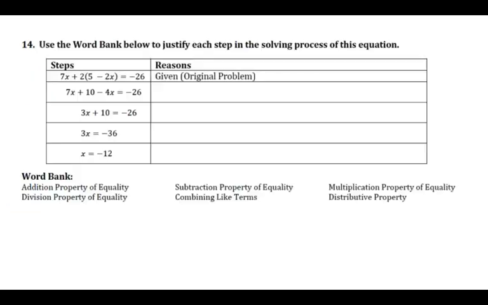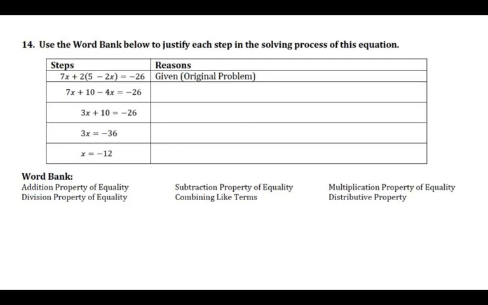All right, last problem. So our last problem is using our properties to be able to justify the solving process of the equation. So what you are going to do is you are going to look at step by step what's happening here and giving me a reason as to why they are able to go from one step to the other. So let's look at our first step.